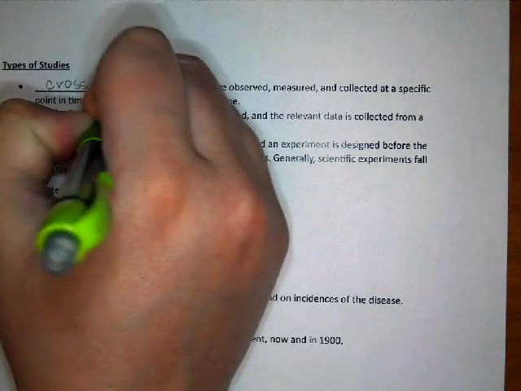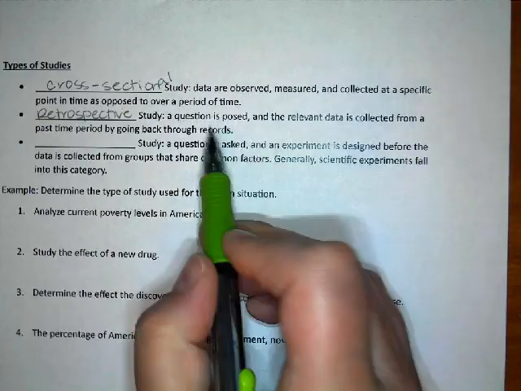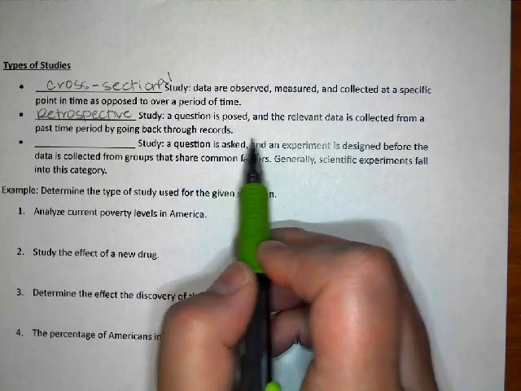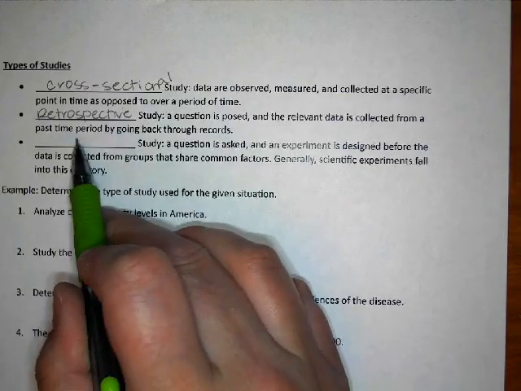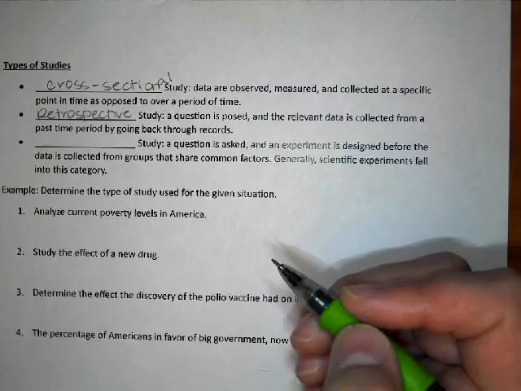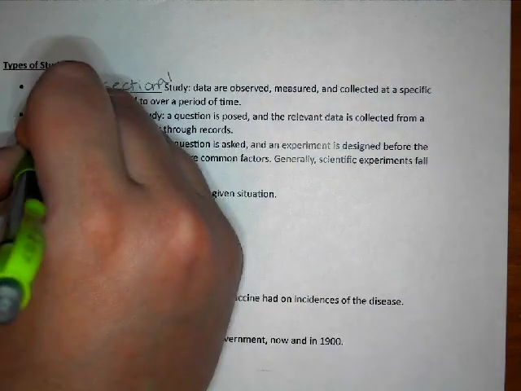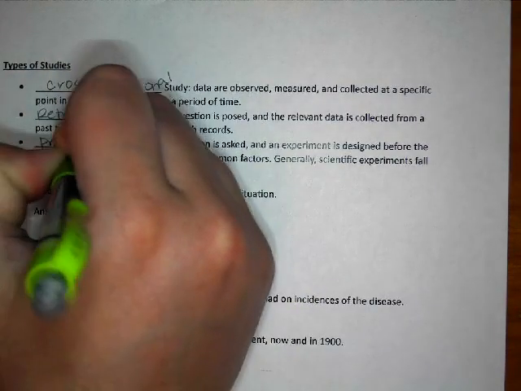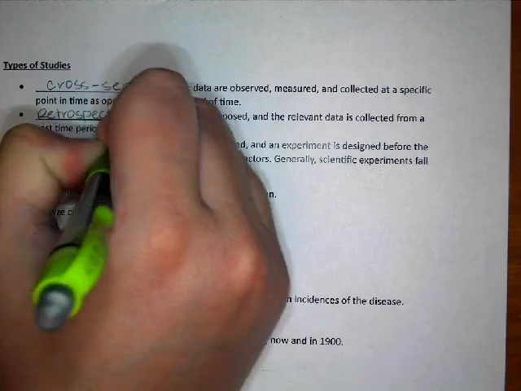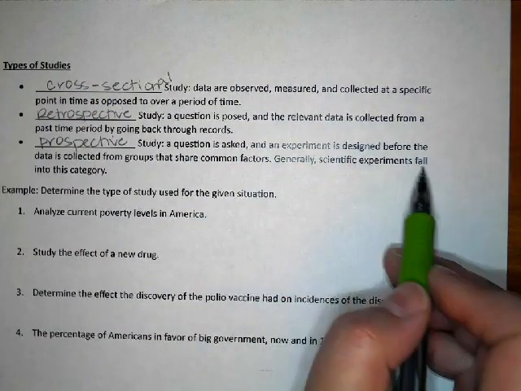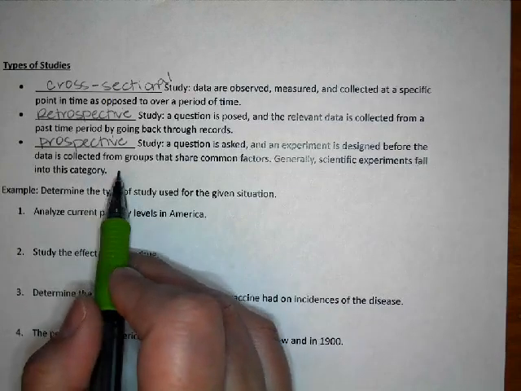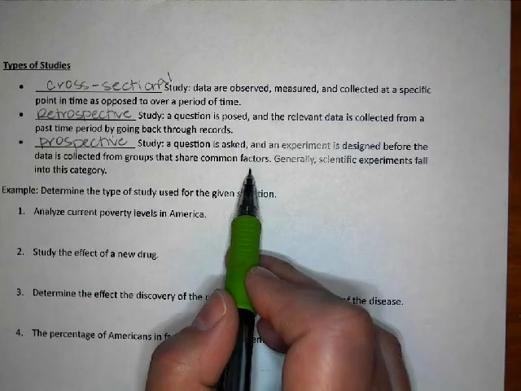And this is where a question is posed and the relevant data is collected from a past time period, retrospective, by going back through records. And then next is a prospective study. This is a question that is asked and an experiment is designed before the data is collected from groups that share common factors. This is generally scientific experiments.